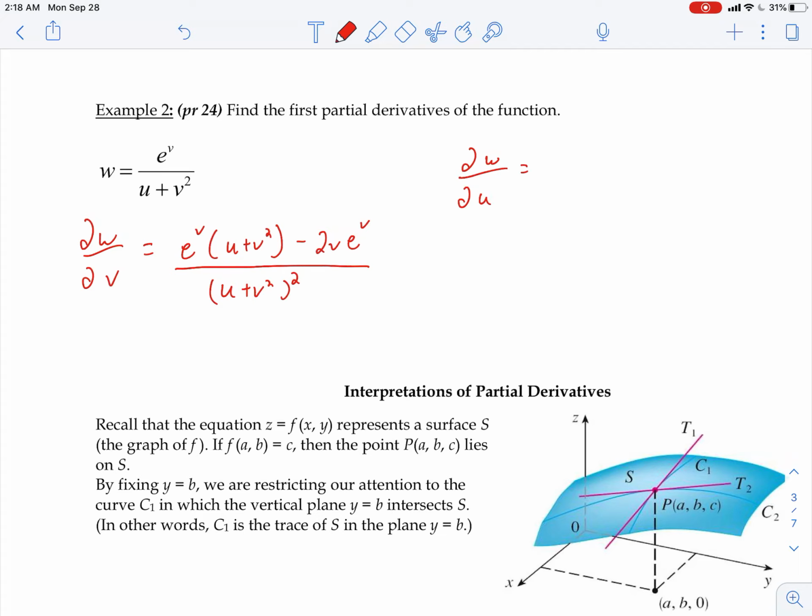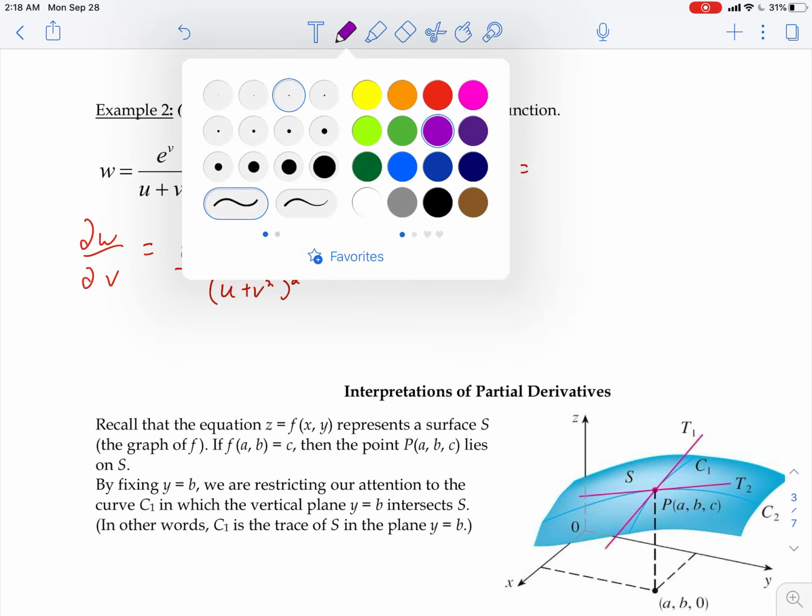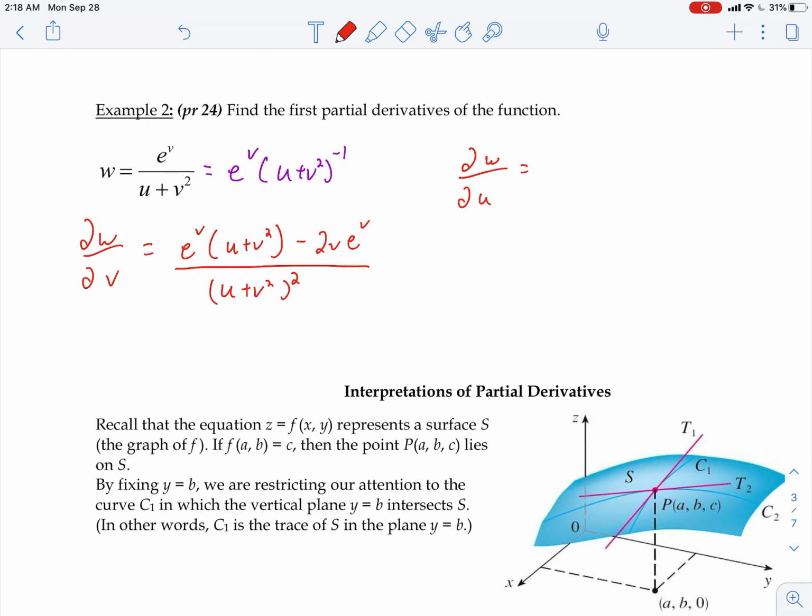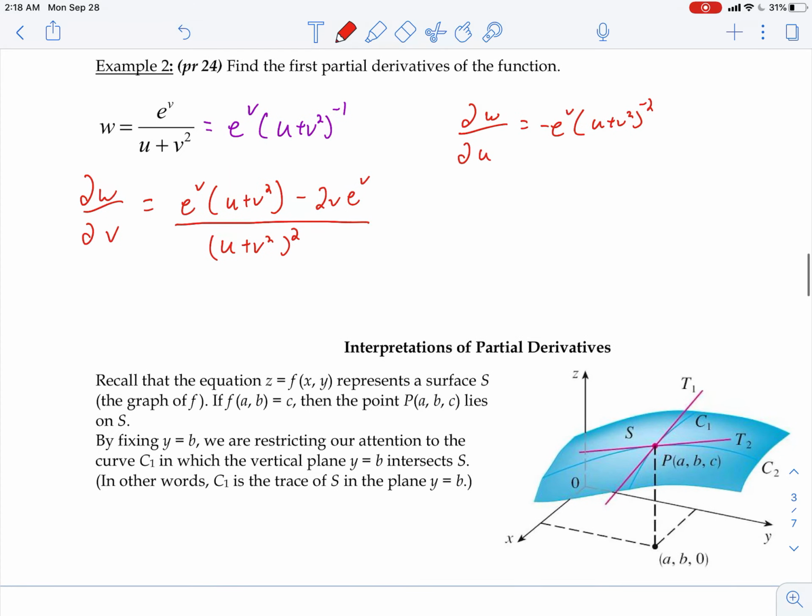Or if you want to, I just want to show you both ways. Let me change just the color so that you can see me rewriting this. e to the v times u plus v squared to the negative 1. If you wanted to work on it this way, you can as well. Multiply, so we get negative e to the v times u plus v squared to the negative 2 times the derivative of u, which is just 1, so we get negative e to the v over u plus v squared.